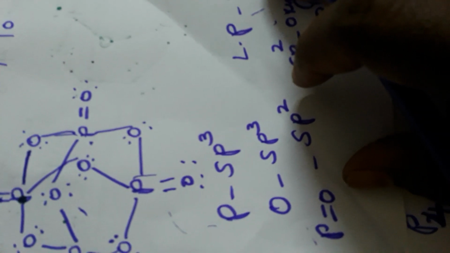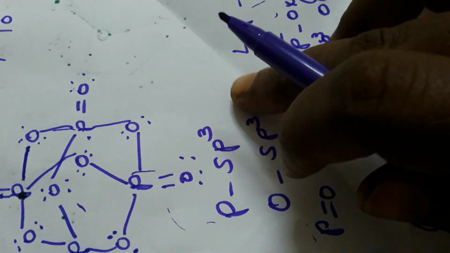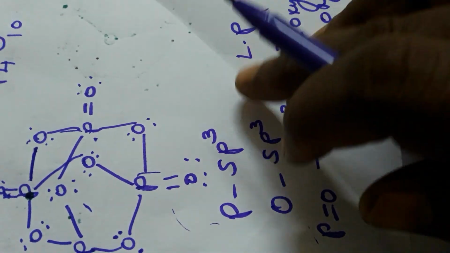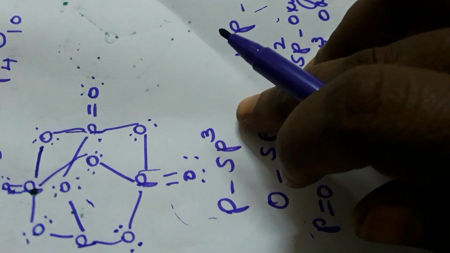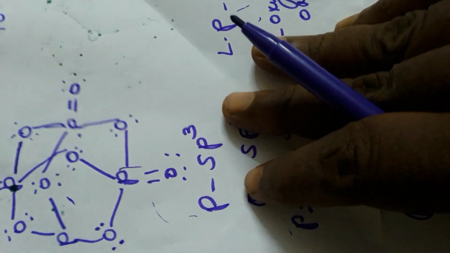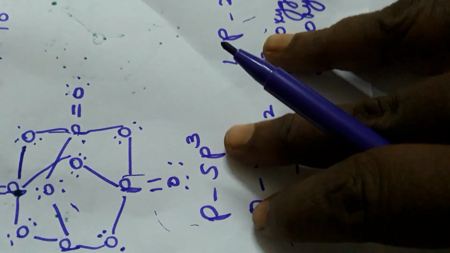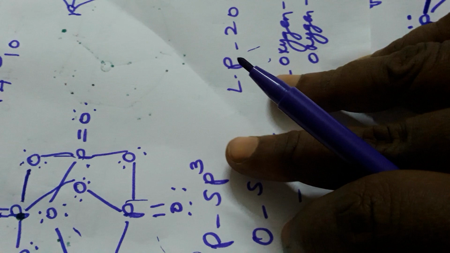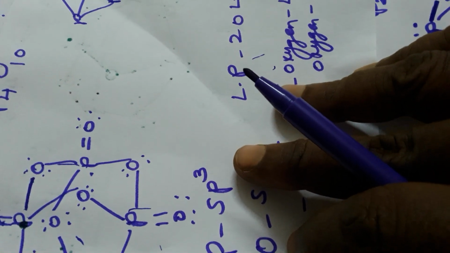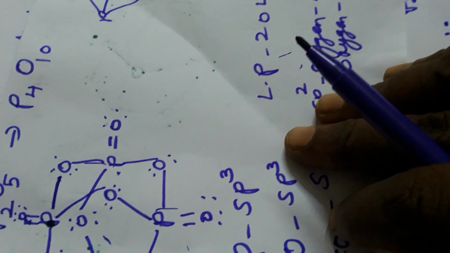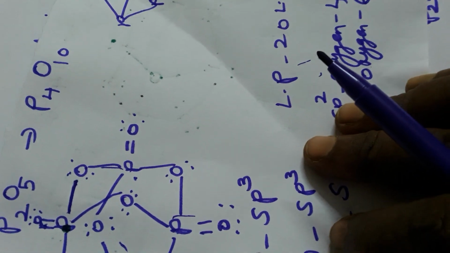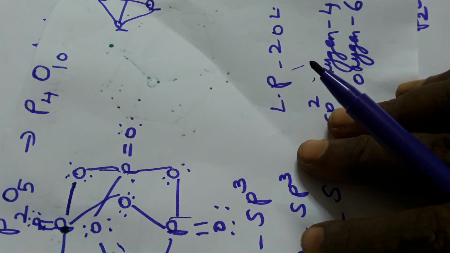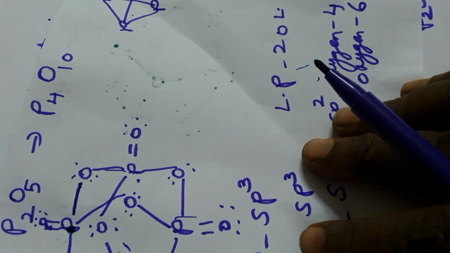So listen, I'll repeat the hybridization calculation again. Just take the atom. Around that atom, check the number of bonds plus lone pairs and add them together. If the number is 4, then sp3 hybridization. If the total is 3, then it is sp2 hybridization. If the total is 2, then it is sp hybridization. That's all. Very simple. So in this video we have discussed the structures of the phosphorus oxides P2O3 and P2O5. Hope you have enjoyed this video.